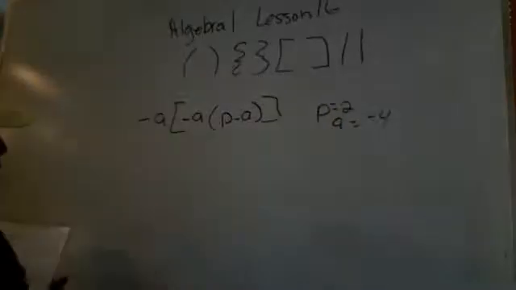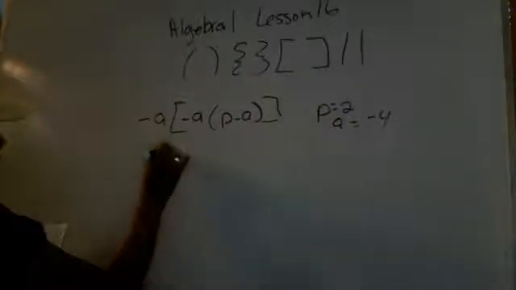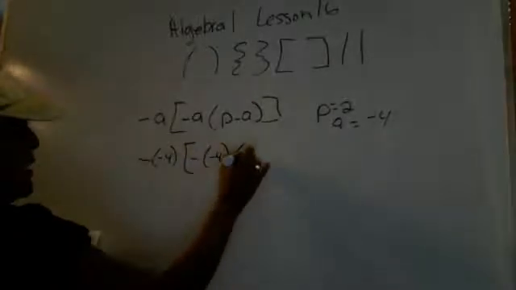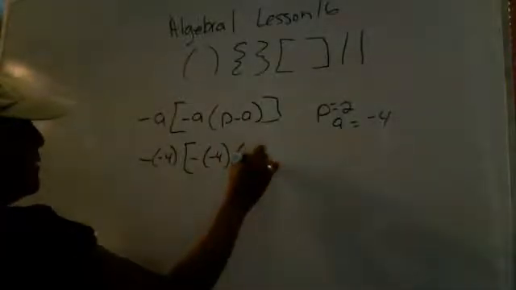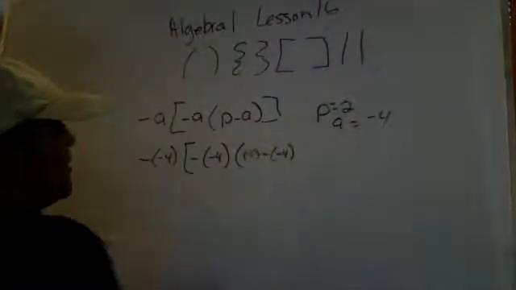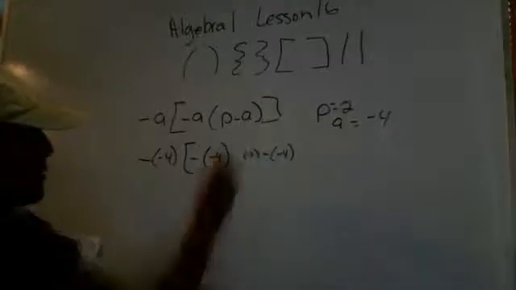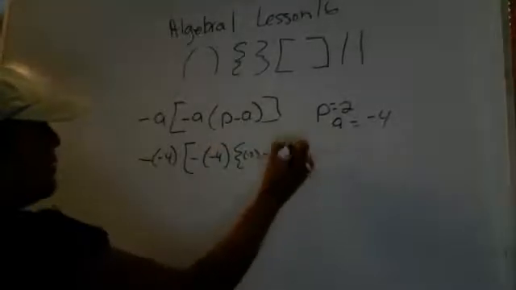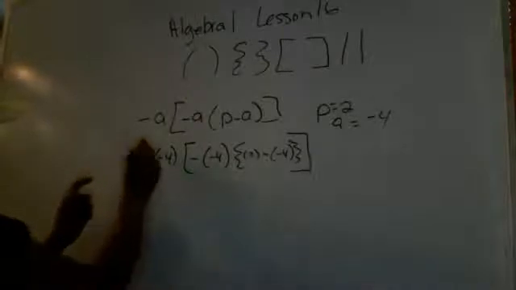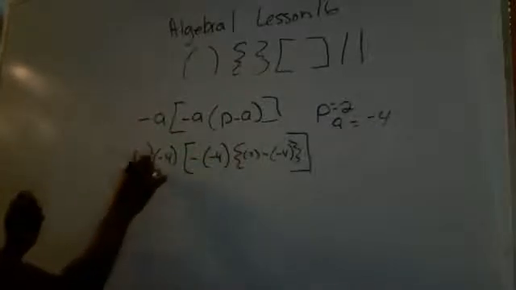So let's redo this. So we've got negative 4 bracket negative 4. What is p? Negative 2, minus a negative 4. And I'm going to use braces right here just to keep it separate. And I've got brackets. So I want to look at my first parentheses. There's this, and this is an implied what? Negative 1. There's no number, it's an implied 1.